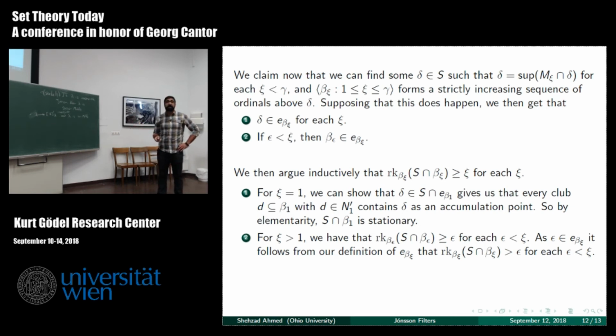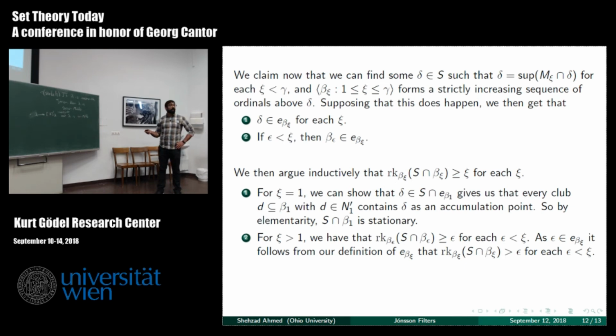So at stage 1, it's pretty simple. All we're going to be doing here is we're just going to ask that, if delta sits inside S intersect E beta 1, we get the usual tree. This is actually the usual Treybig-Woodin argument, right? It gives us every club that's inside here. It's a club of beta delta 1, I'm sorry, I dropped a delta here, that's inside N prime M1. My notation got a little bit screwed up, I apologize, this should be an M1 here. So anyway, it sees delta as an accumulation point. So by elementarity, S intersect beta 1 is stationary.